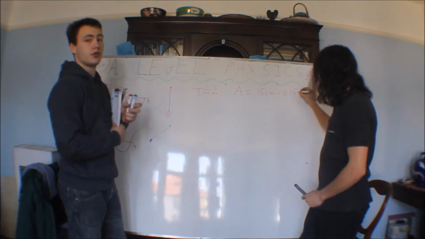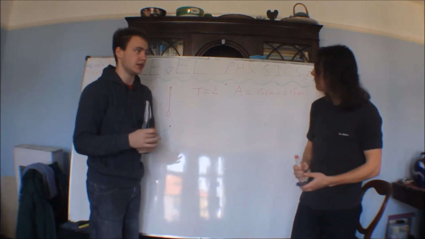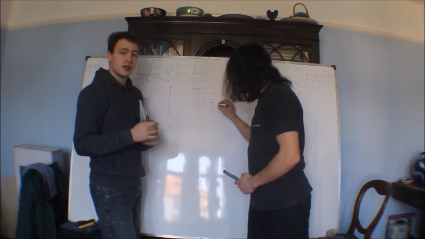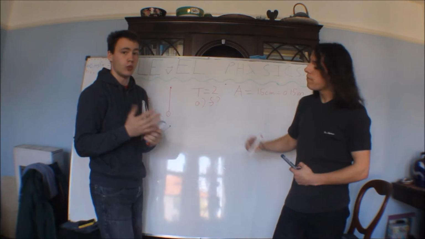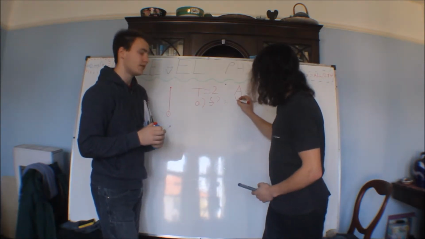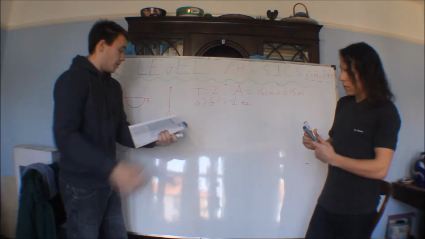So it asks you to work out the frequency, then the maximum acceleration, and the displacement at different points. We'll go through them one by one. So part A is work out the frequency. Nice and simple. Frequency is 1 over the period. You should know that from your AS level with your waves and whatnot. So that just equals a half, or 0.5 hertz. That's nice and simple.